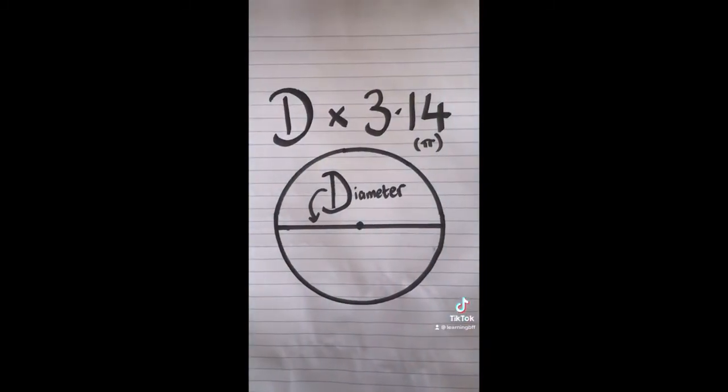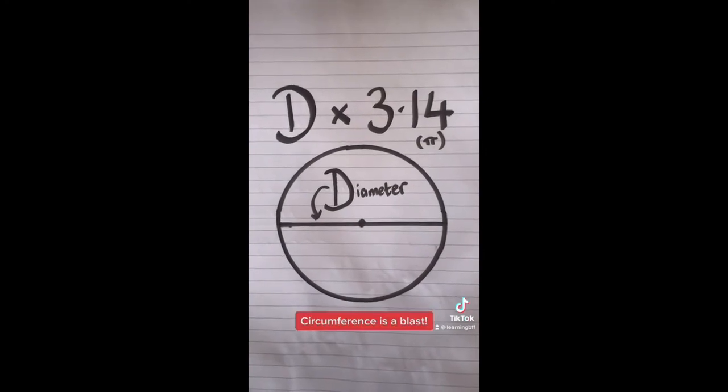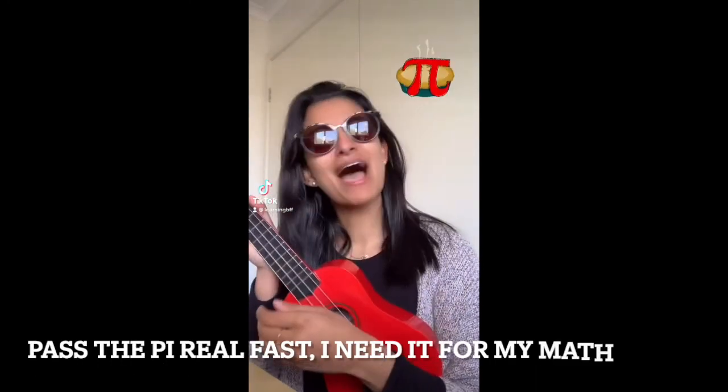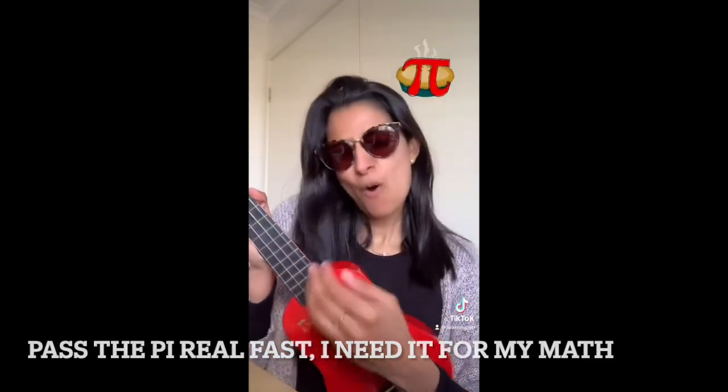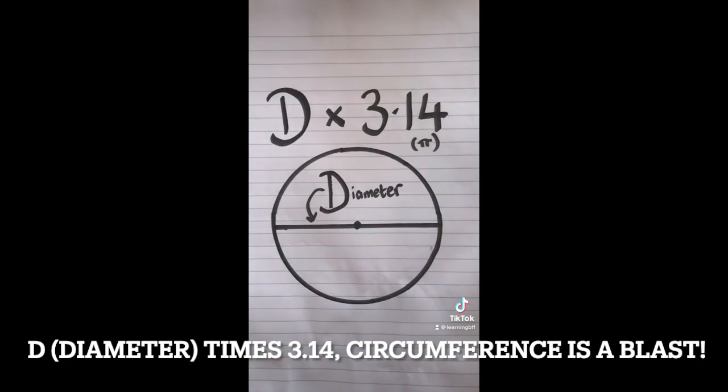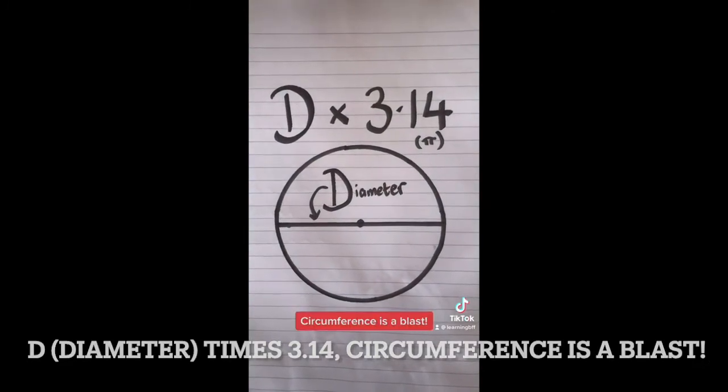Pass the pi real fast, I need it for my math. D times 3.14, circumference is a blast. Pass the pi real fast, I need it for my math. D times 3.14, circumference is a blast.